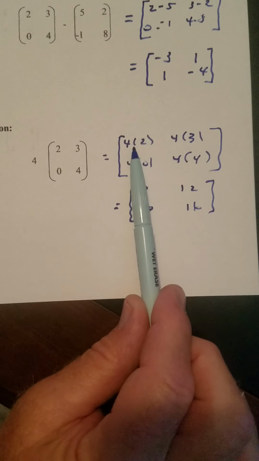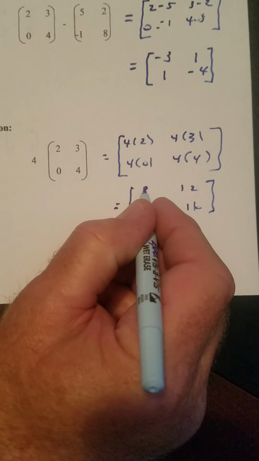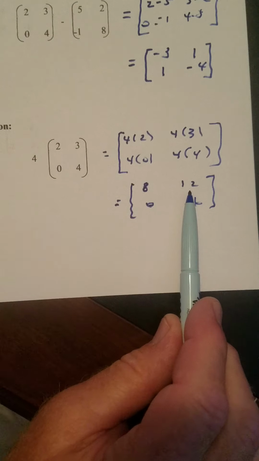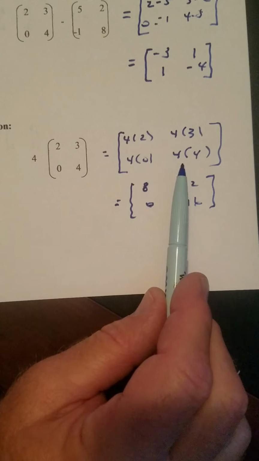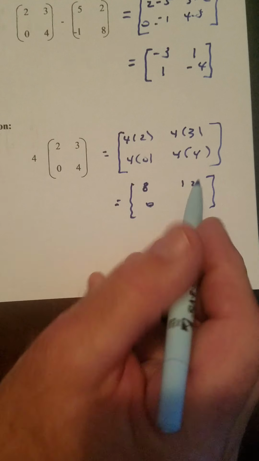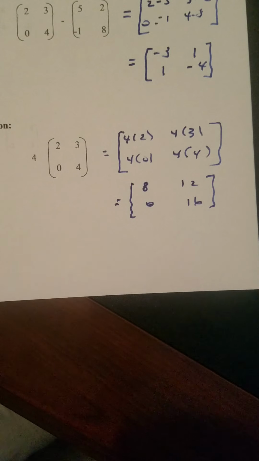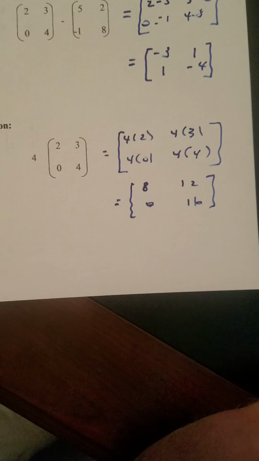So I had 4 times 2, which is 8. Kind of hard to see, but that's an 8. I had 4 times 3, which is 12. 4 times 0 is 0. And 4 times 4 was 16. So as far as the operations, I think it's pretty straightforward, pretty easy to follow. I don't think you'll have any problems with that.